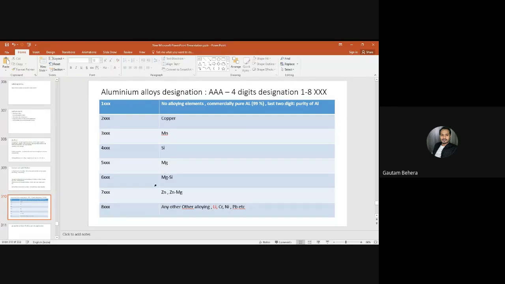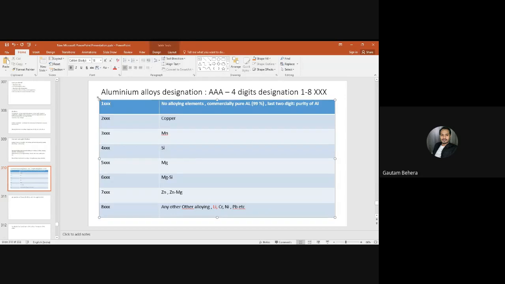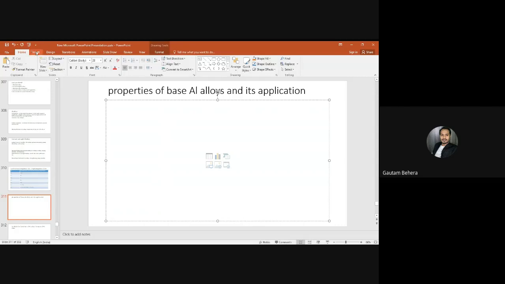So this is the aluminum alloy designation with the help of the principal alloying elements or the major alloying elements. Fine. I want to copy this here. Okay, better I will insert a new table.